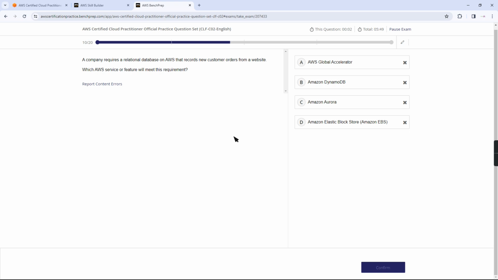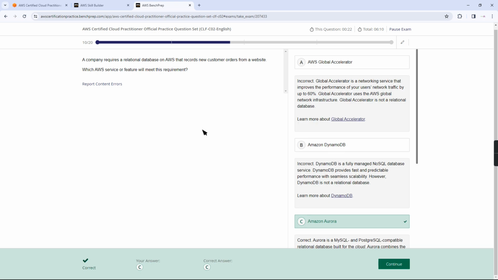A company requests a relational database on AWS that records new customer orders from the website. Relational database is Amazon Aurora. It's a pretty straightforward one. Global Accelerator is not a relational database. DynamoDB is a NoSQL database. EBS is the block store volume which we can attach to EC2 instances. So Aurora can be the right choice here.